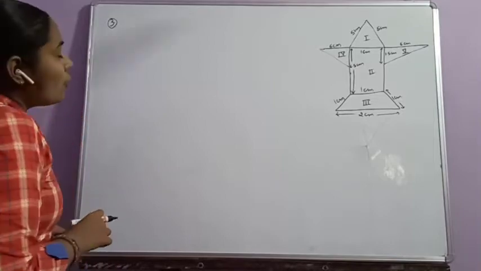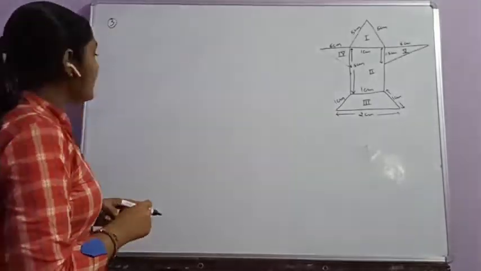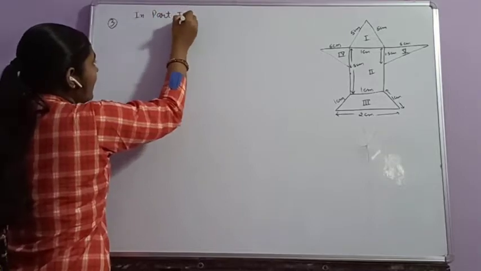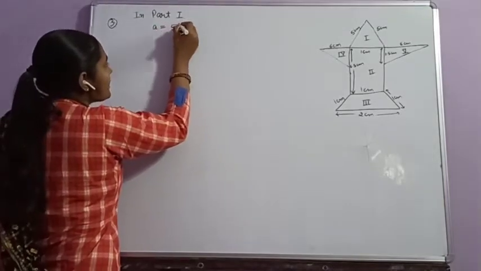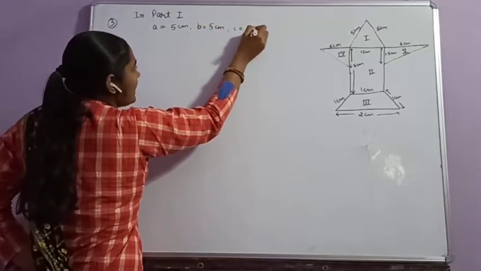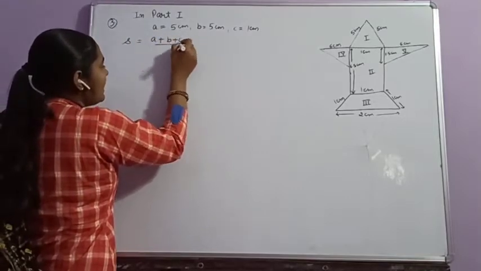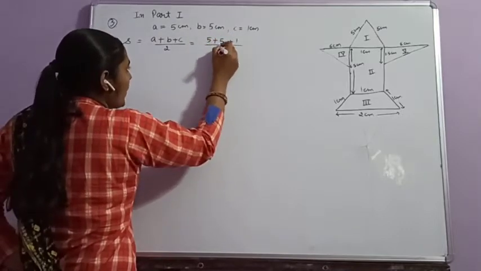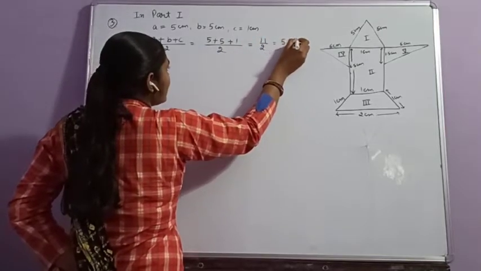First of all, we find the area of the different parts and then we add these areas to get the total area. Clear? Firstly, part 1. Part 1 is in the form of an isosceles triangle and the sides of the triangle are a equal to 5 centimeter, b equal to 5 centimeter and c equal to 1 centimeter. Firstly we find the semi-perimeter, s equal to (a plus b plus c) divided by 2, that is 11 by 2, equal to 5.5 centimeter.